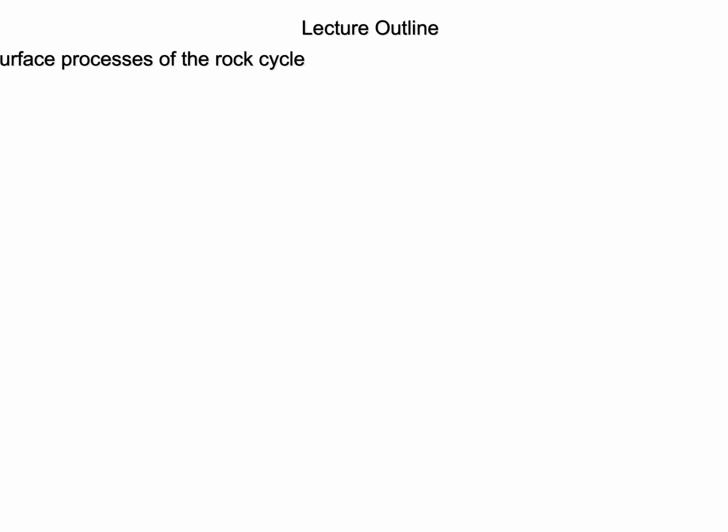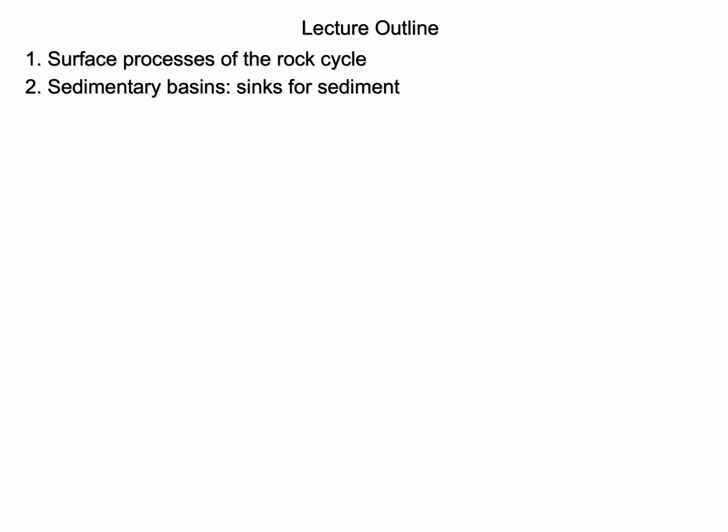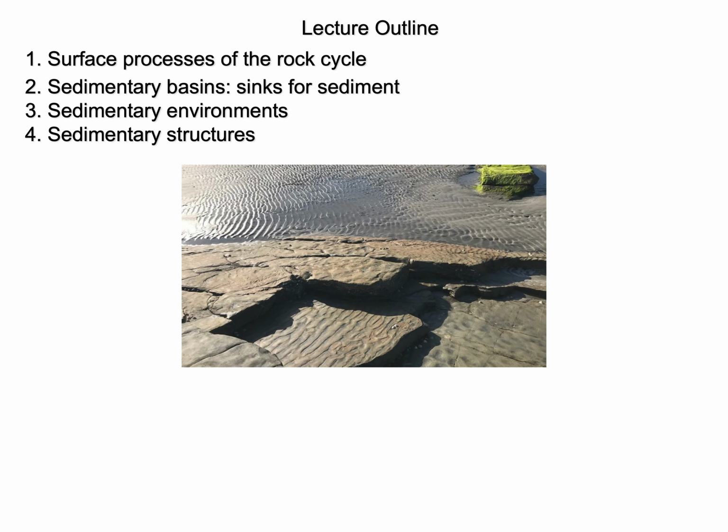In this lecture, we're going to cover surface processes of the rock cycle, sedimentary basins, which are sinks for sediment or repositories for sediment that's generated elsewhere, sedimentary environments, the kinds of environments that lead to the production of a sedimentary rock. Sedimentary structures, these are going to be evidence of how the sediment came together and how the rock formed.